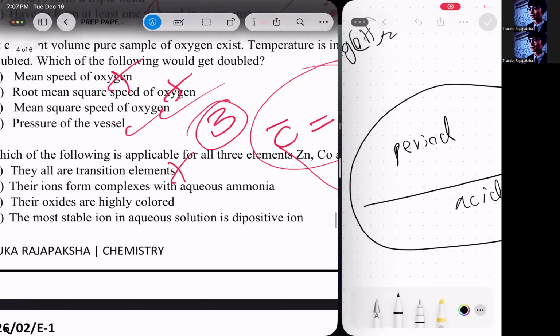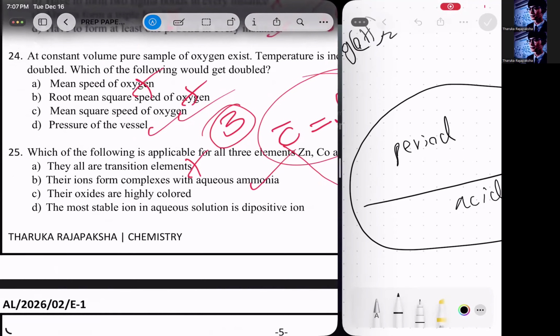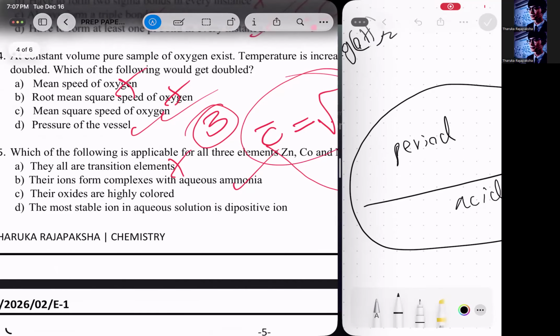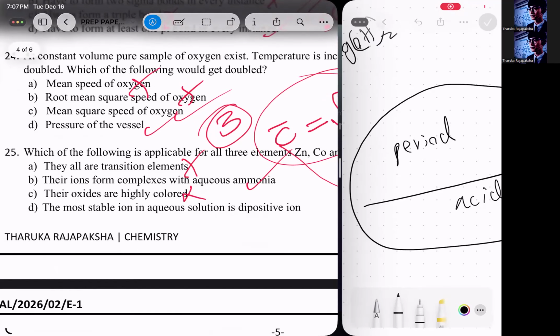So that's correct. Their oxides are highly colored. Zinc oxide is white color, people. Only if you heat it will it turn yellow color. That's wrong.